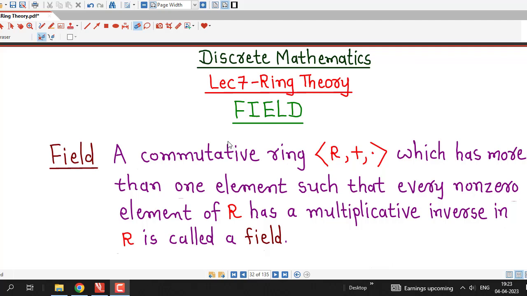Hello friends, I welcome you to lecture number 7 on ring theory. In this lecture, we are going to define another ring with additional properties, which is known as a field.